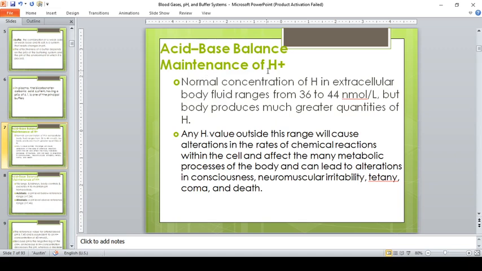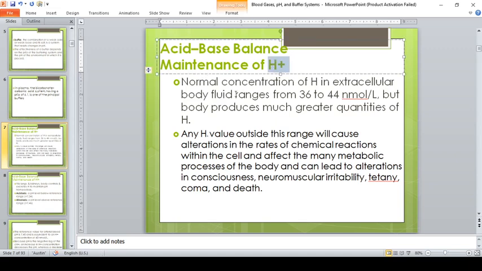So acid-base balance is the maintenance of hydrogen ion concentration. The normal concentration of hydrogen ion in the ECF, the extracellular body fluid, ranges from 36 to 44 nanomoles per liter. But the body produces much greater quantities of the hydrogen ion. So that actually dapat yan is H+, diba? Hydrogen ion. Any hydrogen ion value, so eto nasa baba siya, pero that is H+, dapat nasa taas, diba? So ganun naman yung paglalagay ng charge.